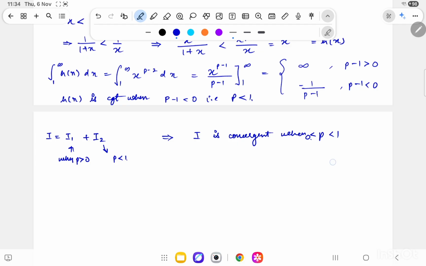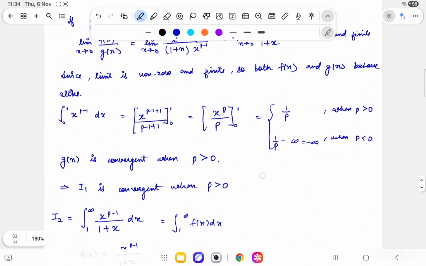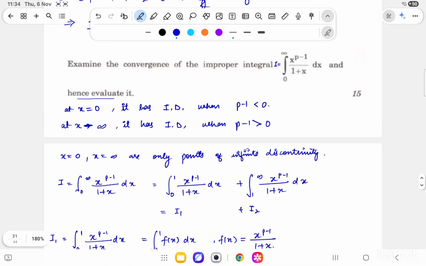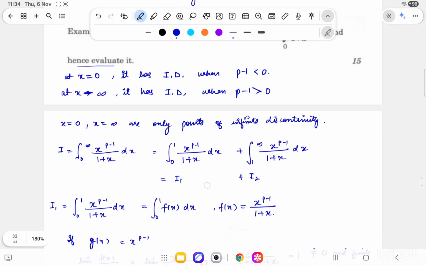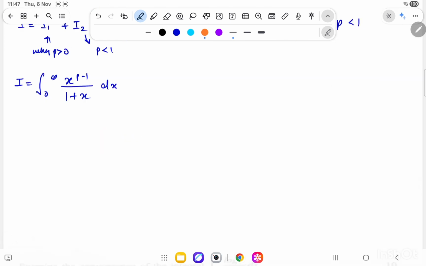Now let's move on to discuss the other part. It has also asked us to evaluate the integration. Now let's do that. So I is the integration from 0 to infinity of x raised to p minus 1 divided by 1 plus x dx. Now this integration can be solved in multiple ways. One way is to convert this integration into a beta function.